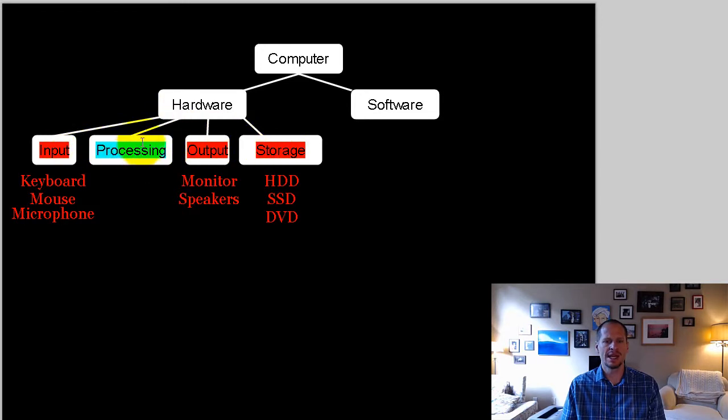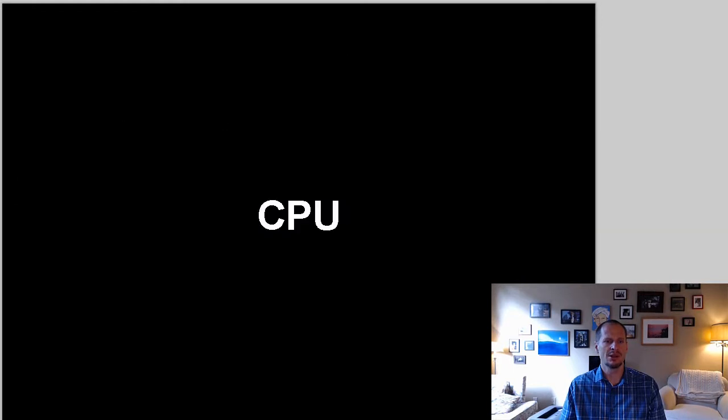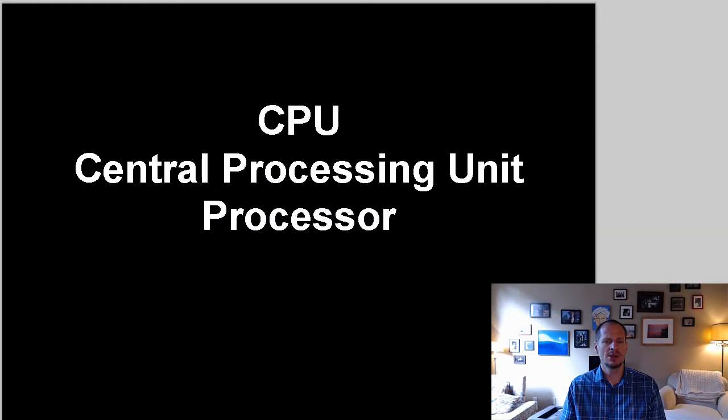But what we haven't looked at yet is the processing area. We've looked at I, input, we've looked at O, output, we've looked at S, storage, and we're going to look at storage in more detail in a future week. But what we haven't started to look at yet is the processing category. So that's what we're looking at in this video. We're going to look at what a CPU is.